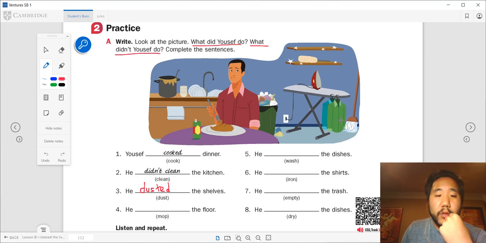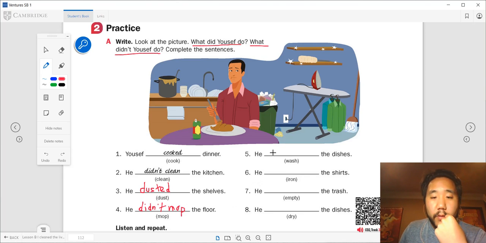So he didn't, D-I-D, didn't mop. And when we're making a negative statement, we don't have to turn the verb, or we don't have to add the word ed to the verb.